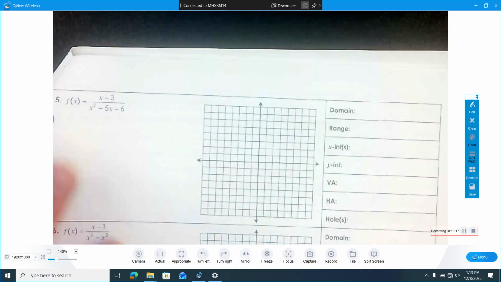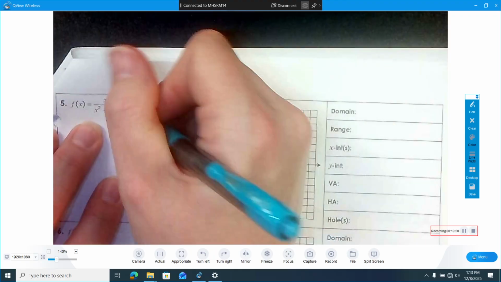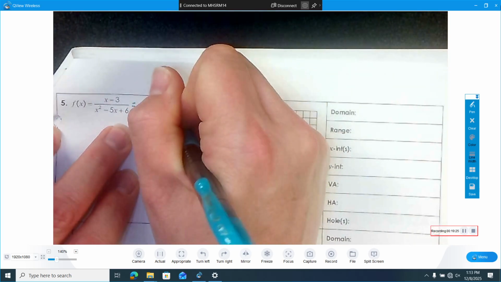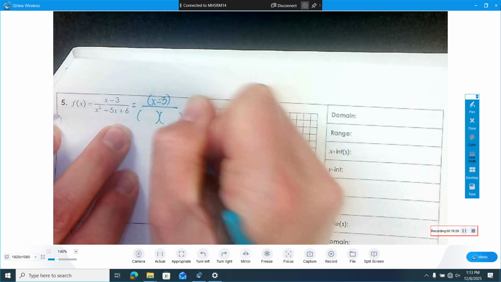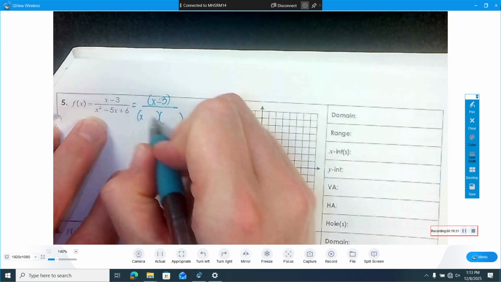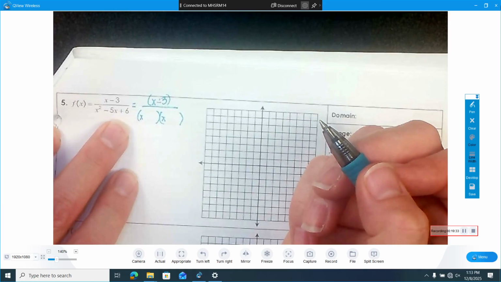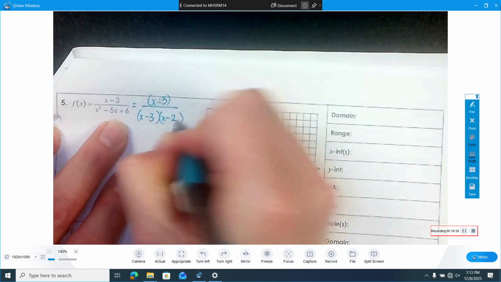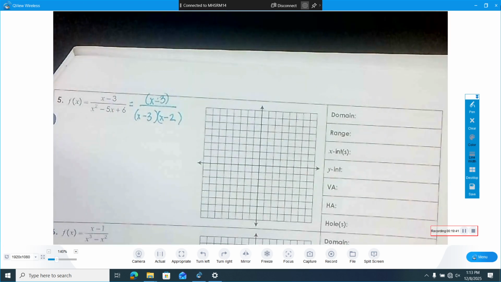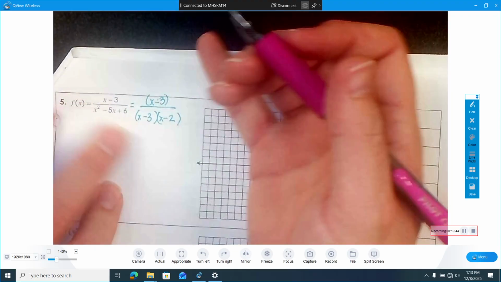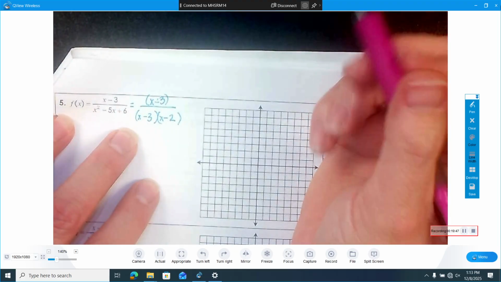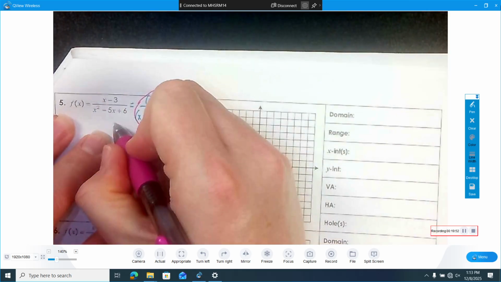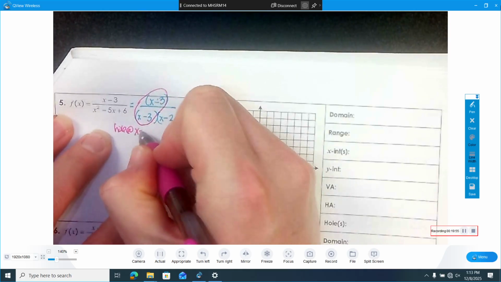All right, number 5. So again, factor first. I can't do anything with the numerator, x minus 3, but the denominator double bubbles into x minus 3, x minus 2. Good. All right. And so what do we see from our factored form here? A hole, yeah. So we have a hole at x equals 3.